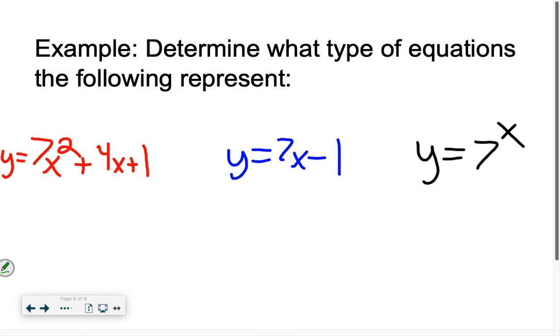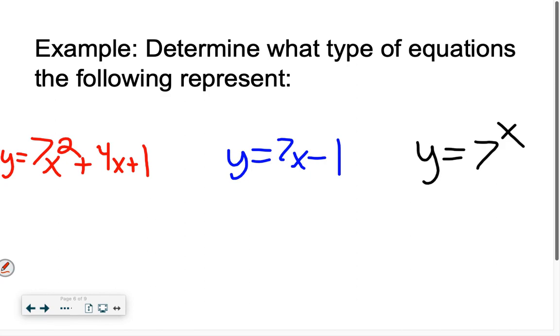So let's go on. So now, another type of problem, the second half of what you're going to be doing, is we need to determine what types of equations the following represent. Okay, and so we're going to use the hints I told you about that I often wrote on the left side of the previous slides. So let's just go from left to right.